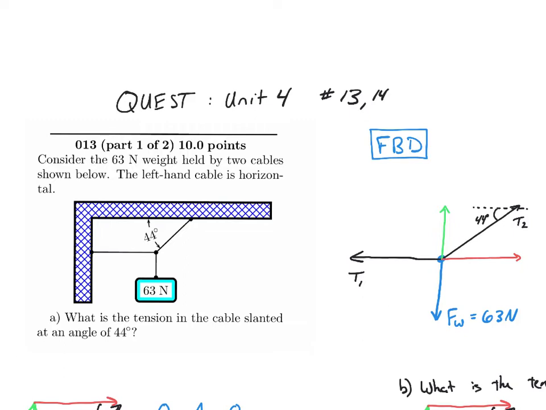So as you can see, we take a look at the angle that's provided, in this case 44 degrees, and there are two cables supporting a vertical weight. The downwards force is going to be 63 newtons. So we can label our free body diagram with the blue arrow here representing that downward force of 63 newtons. The T1 is representing the tension in this cable that's connected horizontally. The T2 is representing the cable that is at an angle.